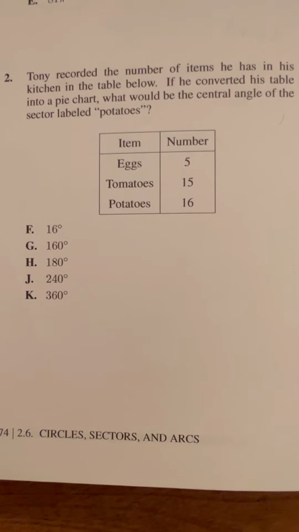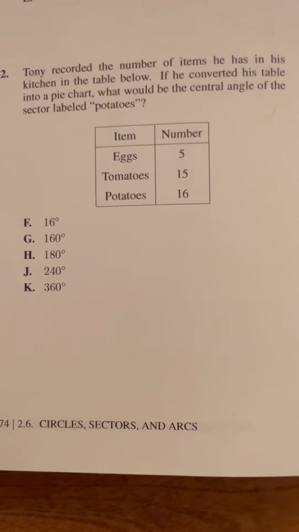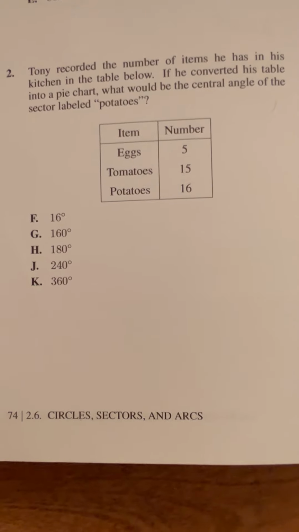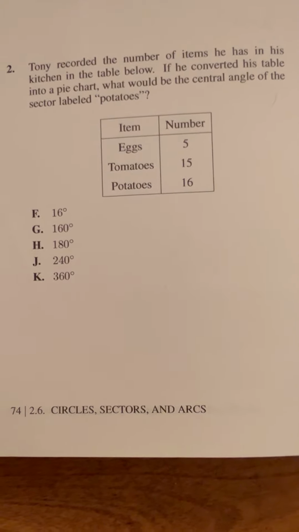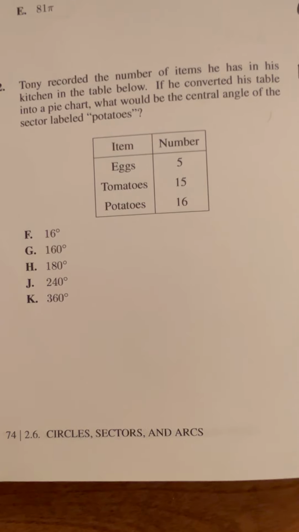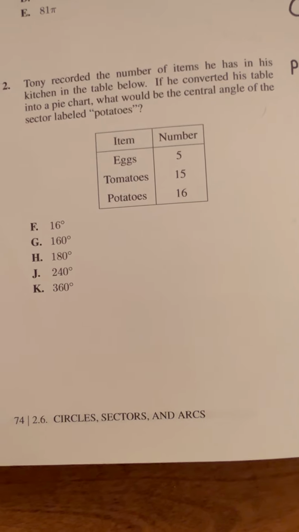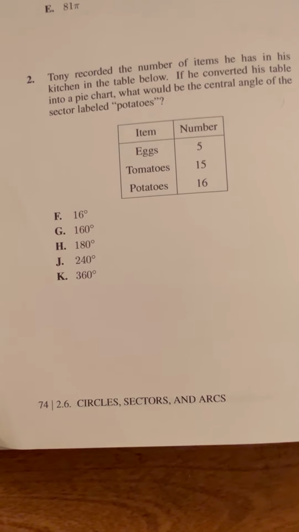Okay, we're back with some ACT questions. So we have Tony recorded the number of items that he has in the kitchen at the table below. If he converted his table into a pie chart, what would be the central angle of the sector labeled potatoes? So we have eggs, tomatoes, and potatoes. Number of eggs was 5, potatoes was 16, and tomatoes is 15.